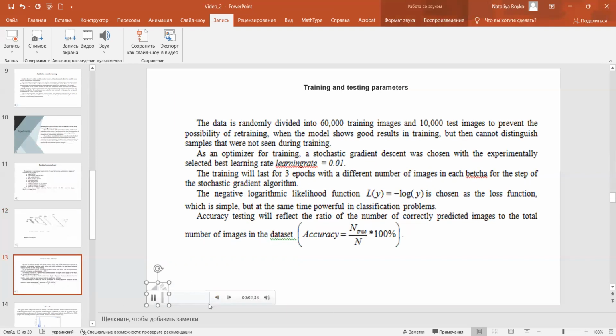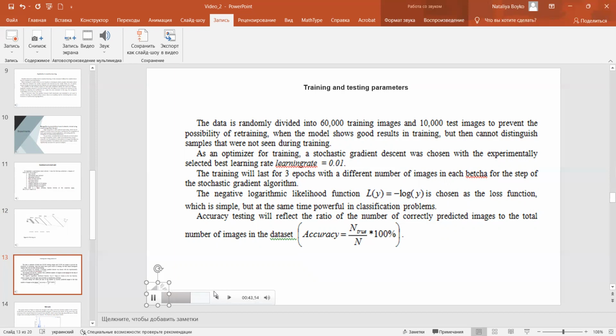Training and testing parameters. The data is randomly divided into 60,000 training images and 10,000 test images to prevent the possibility of overfitting, when the model shows good results in training, but then cannot distinguish samples that were not seen during training. As an optimizer for training, stochastic gradient descent was chosen with the experimentally selected best learning rate. Learning rate equal 0.01. The training will last for 3 epochs, with a different number of images in each batch for the step of the stochastic gradient algorithm.